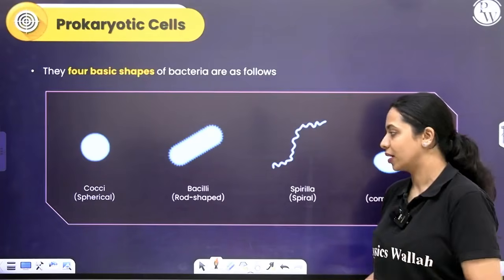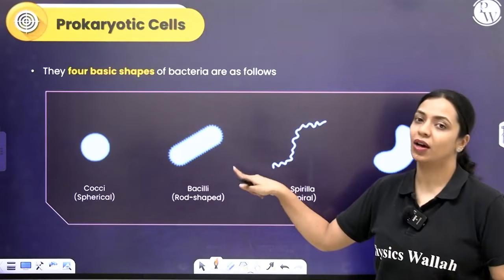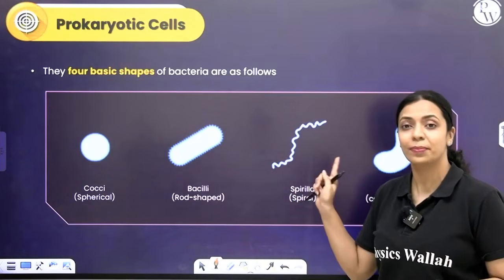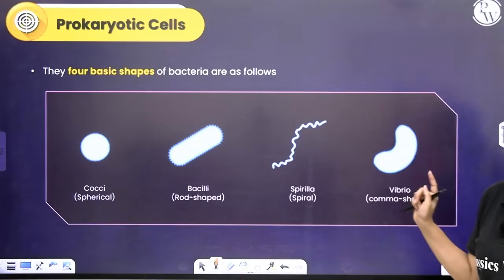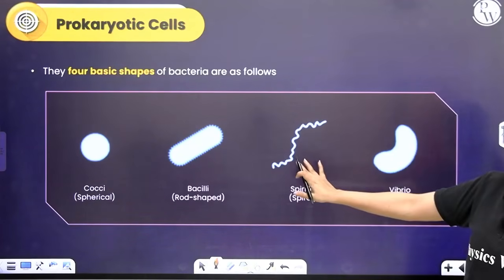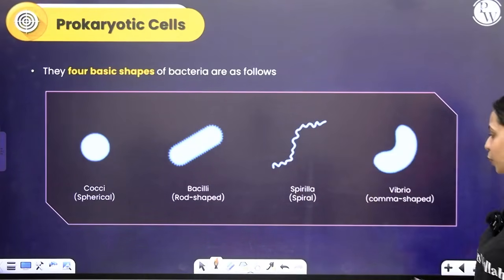Coccus is singular, cocci is plural. Bacillus is singular, bacilli is plural. Vibrio is singular, vibrios is plural. And spirillum is singular, spirilla is plural.